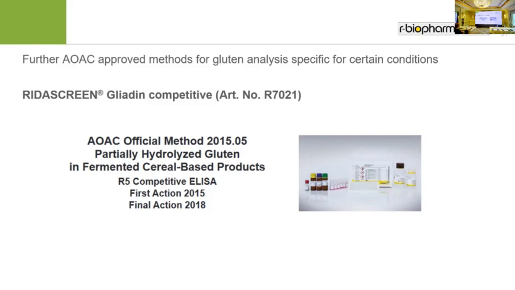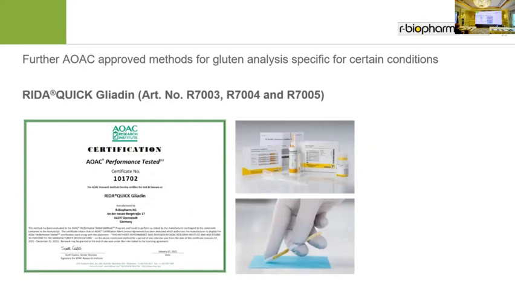Sometimes you may just need a rapid result. Then we have here a lateral flow assay, quick gliadin as we call it. This assay is a qualitative method. It does not determine the gliadin quantitatively, but for rapid result, for hygiene testing, you can use the strips directly for swabbing, as shown here in this picture. For this purpose, it is perfect.